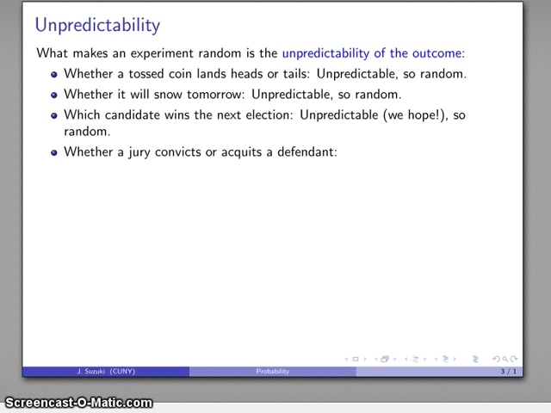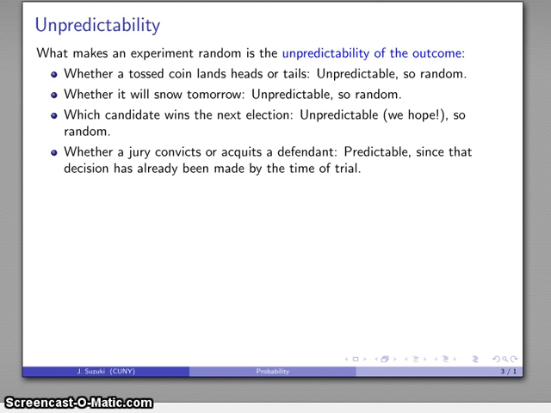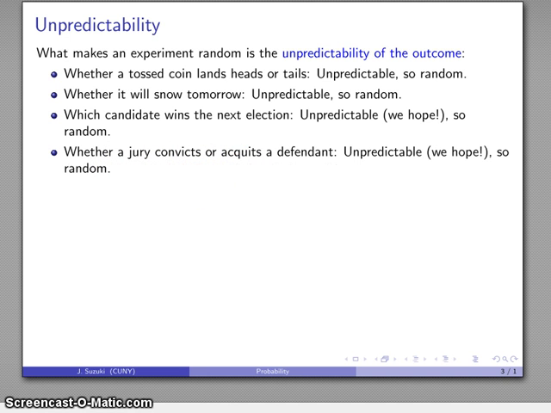Whether a jury convicts or acquits a defendant. Well, again, it's predictable since that decision has already been made by the time of trial. Why bother having the trial if the decision has already been made? Well, again, this is something that we hope is, in fact, in practice, unpredictable, and so this is a random experiment. And again, the thing to emphasize here is random doesn't mean reasonless.